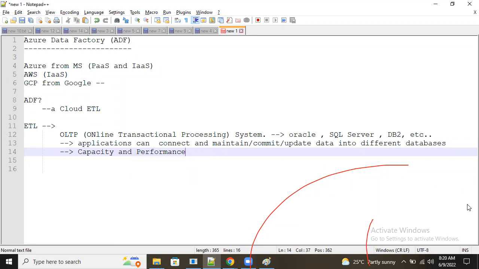What do you mean by performance here? What is the maximum limitation of OLTP systems? Up to 10 TB. And moreover, these Oracle, SQL Server, DB2, Postgres and MySQL OLTP systems maintain only the latest transactions, yesterday's and the day before yesterday's transactions.